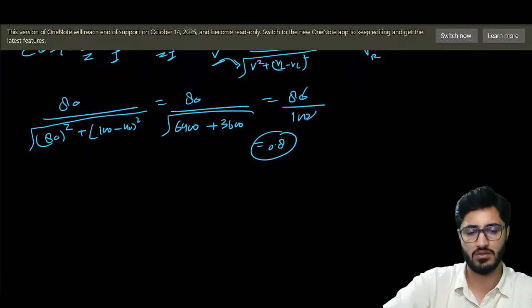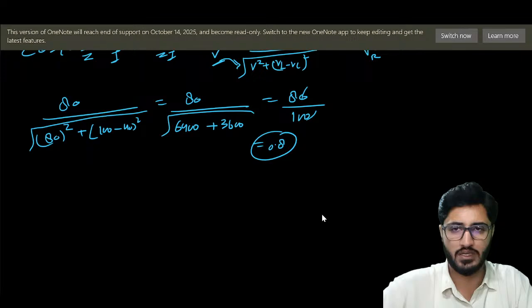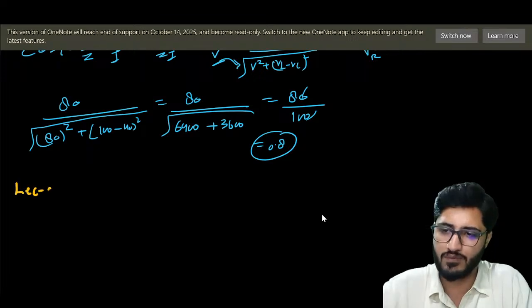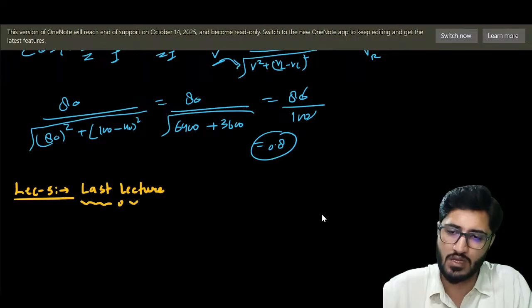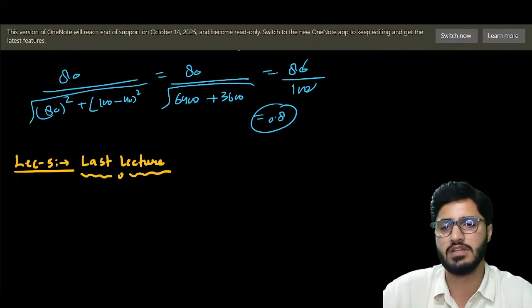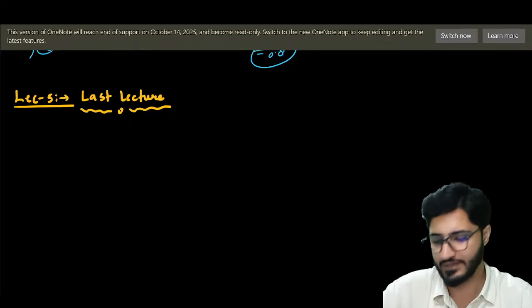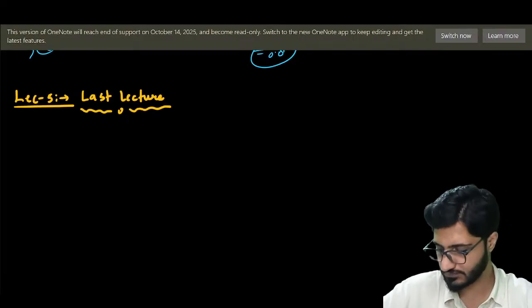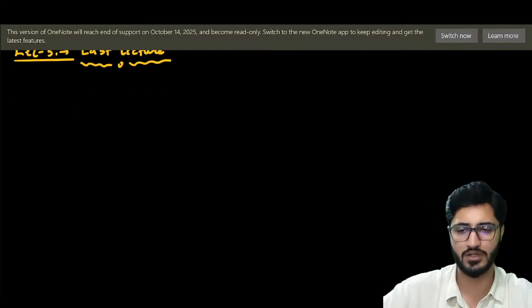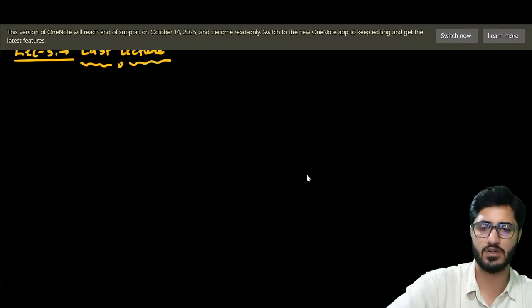So today is our lecture number 5, and lecture number 5 is the last lecture of AC. So within 5 lectures we completed our AC, and within the next 2 days we will complete EM waves. Then we will start modern physics. And after the class, we will discuss our next plan. Now we will start the class with a simple numerical.